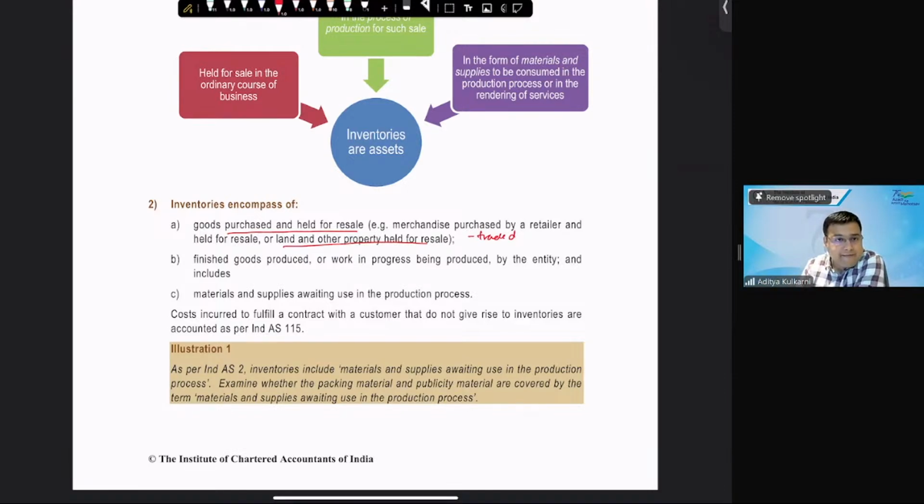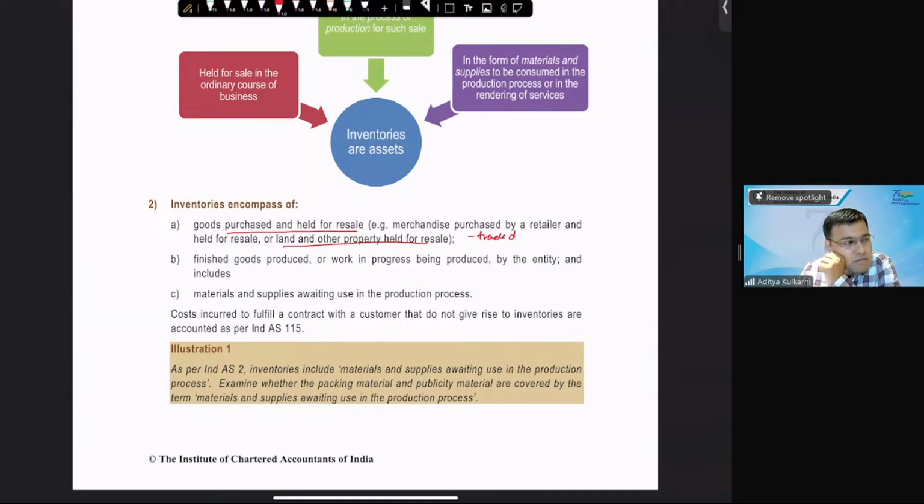Yeah, Brakesh, tell me. Sir, what about inventory of posters and POS materials? Like general FMCG have a huge stock of them. So are they inventory? Because... Inventory of what did you say?